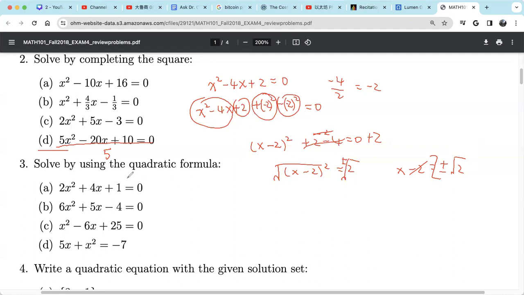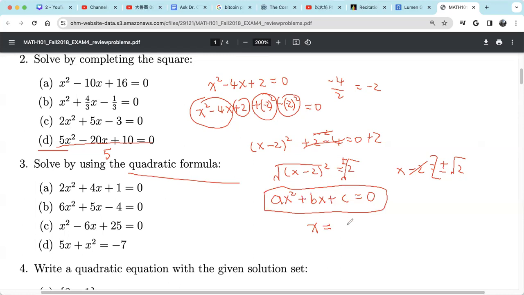Now let's see 3. For 3, we want to use the quadratic formula. Right? Remember what's the quadratic formula? If we want to put the equation into ax squared plus bx plus c equals 0, so we want to write it in this form. Then the quadratic formula says the solution to such an equation is this. It's -b plus minus square root of b squared minus 4ac divided by 2a. All right, so let's check the a. So it's in the form, right?